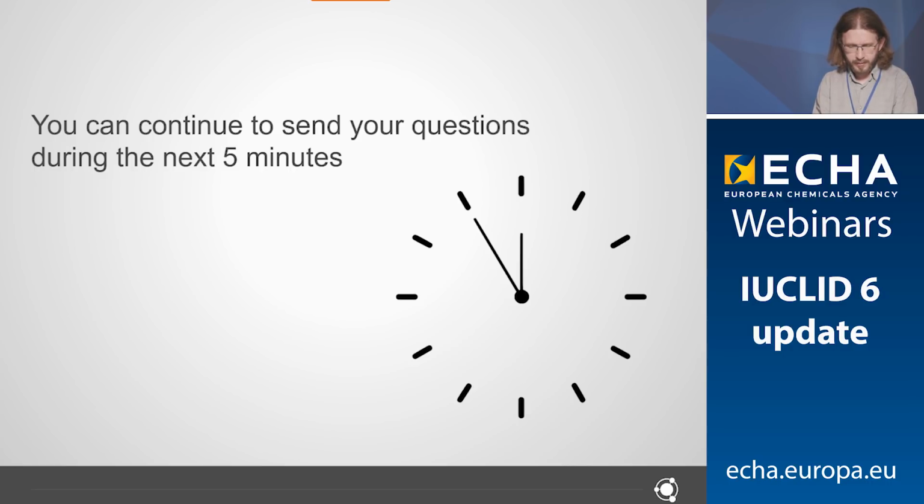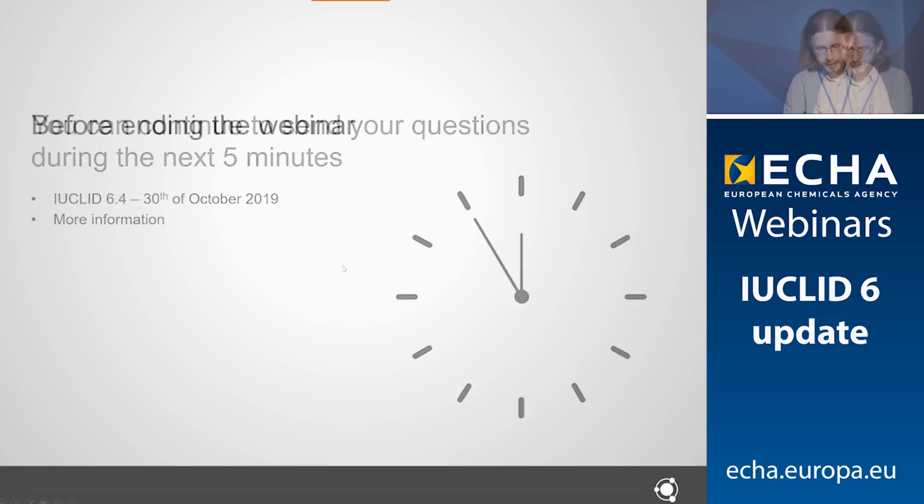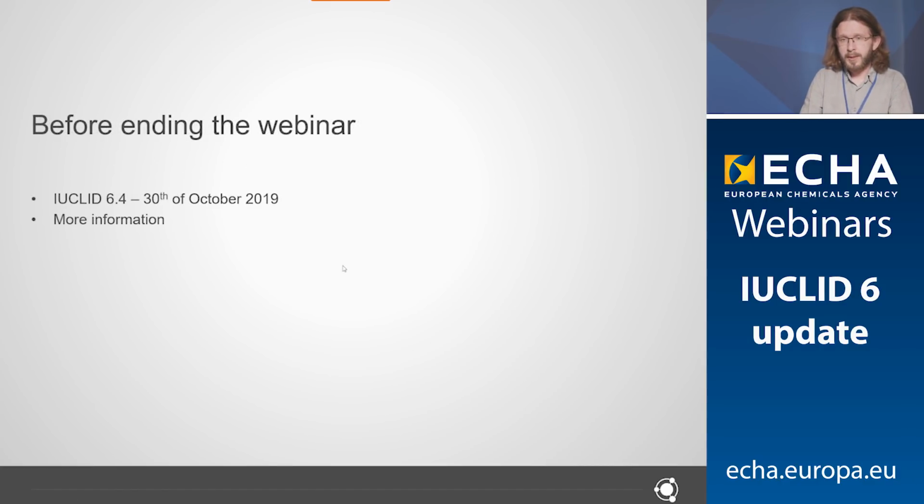I'm just checking if there are other questions. There were some questions regarding the plans for the web user interface and the transition from the classic user interface to the web interface, but I will address that when closing this webinar. So I would like to conclude this webinar with a few words concerning the Euclid 6.4 update at the end of the year. And I'll also give you some places where you can find more information on the different websites managed by ECA.